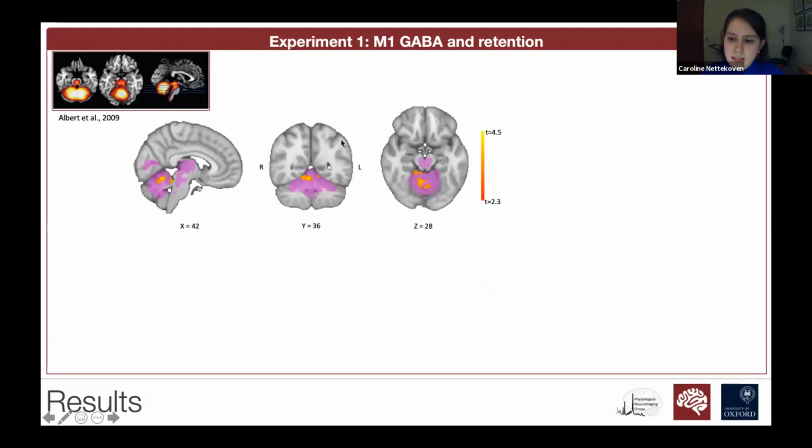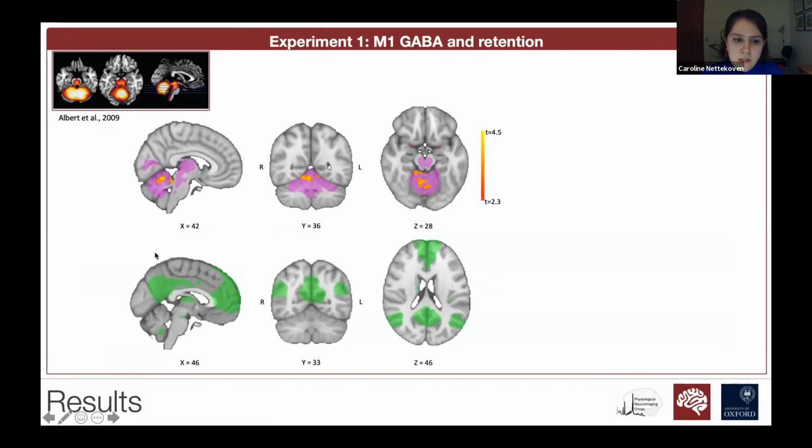So in our experiment, that's exactly what we also find. I'm showing you here in magenta the cerebellar network just as a mask. And what you can see in red and yellow are voxels that are increased after performing the adaptation task compared to after performing the control task. To also test the specificity of this result, we ran the same analysis on the default mode network, where we didn't expect any kind of changes, and indeed we didn't find any changes.